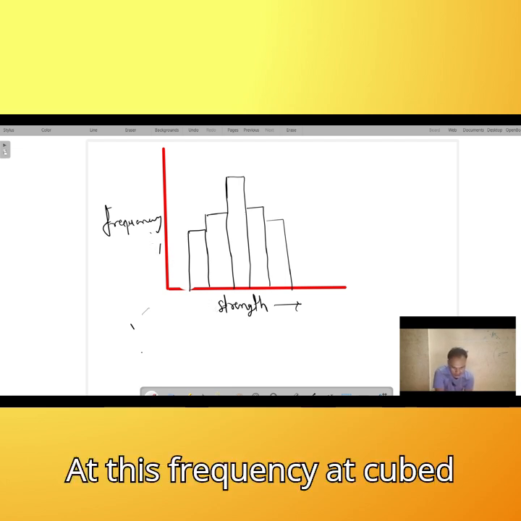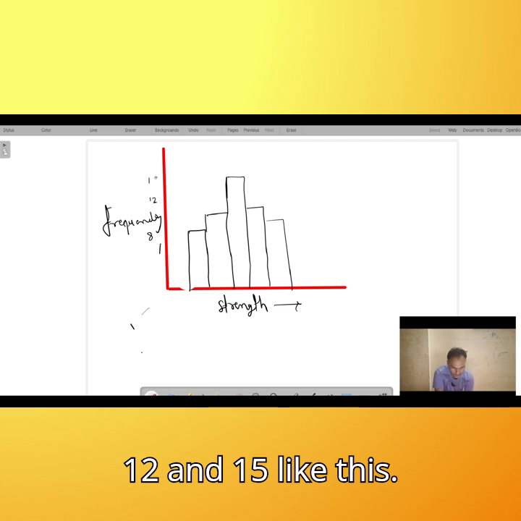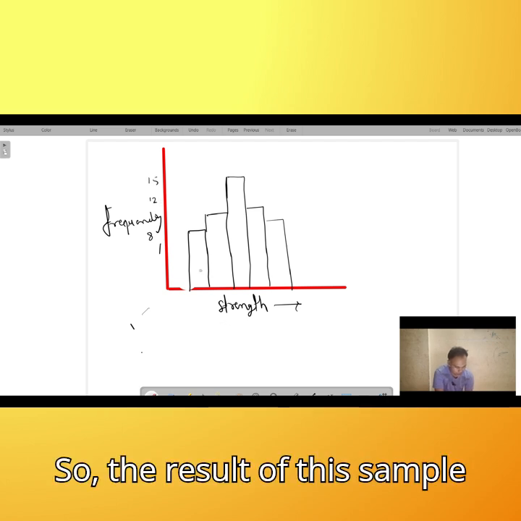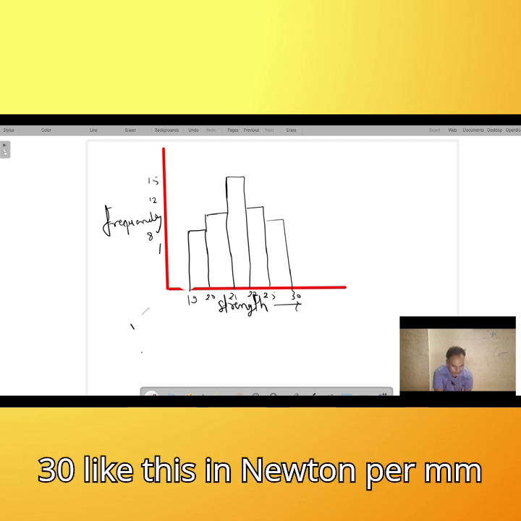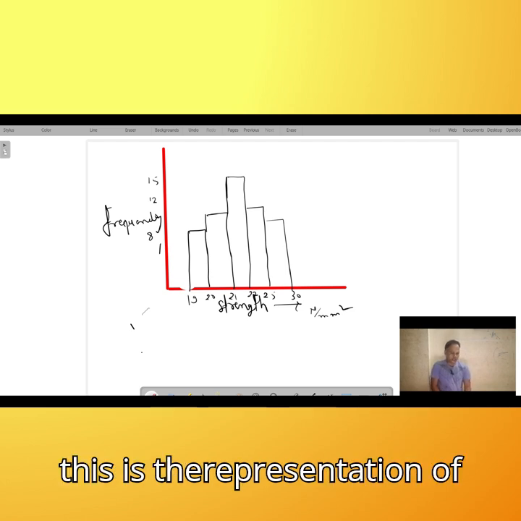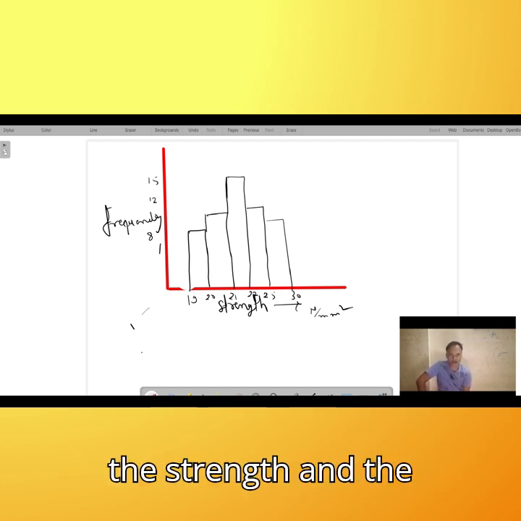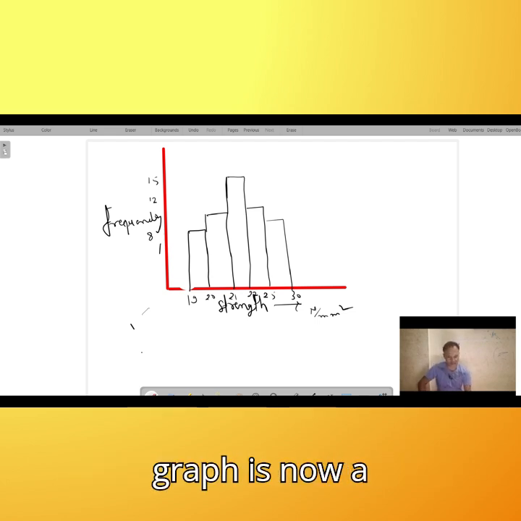At this frequency, the number of cubes tested is 10, then 12 and 15 like this. The results of this sample are 19, 20, 21, 25, 22 and 25, 30 like this in Newton per mm square. So this is the representation of the strength and the frequency of cubes in graphical form. This graph is known as the histogram.